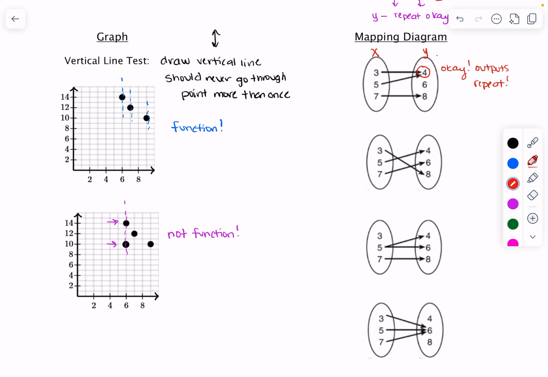are different. Okay. On the next example, I see 3 has 8, 5 has 4, and 7 has 6. Each input has only one output. Again, this is x and y, so this is a function. Okay, I should also note up here that this is a function.